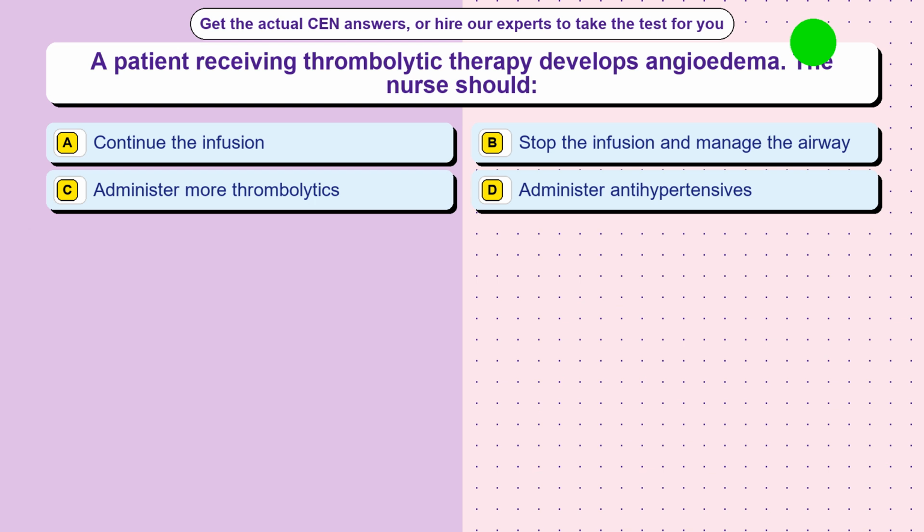Question 43. A patient receiving thrombolytic therapy develops angioedema. The nurse should: Option A, continue the infusion. Option B, stop the infusion and manage the airway. Option C, administer more thrombolytics. Option D, administer antihypertensives.